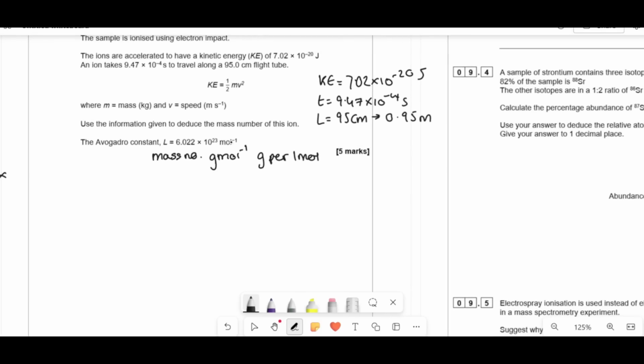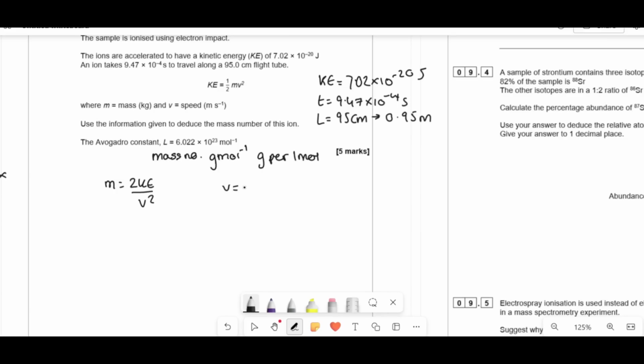Anyway, so we need this information to figure out the mass number of this ion. So we need the mass from the kinetic energy, right? So start by rearranging the formula, because that makes most sense. If I times everything by 2, it'd be 2KE equals mv squared, right? So if I just want m, m is going to equal 2KE divided by v squared, right? We have kinetic energy, that's great, but we don't have v.